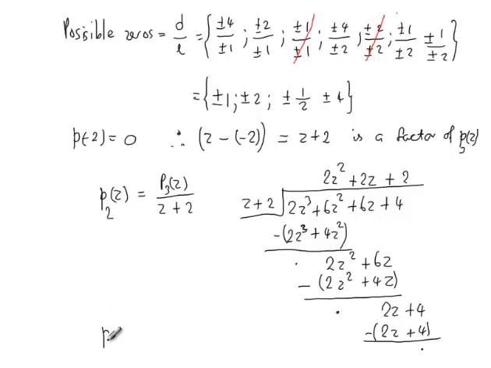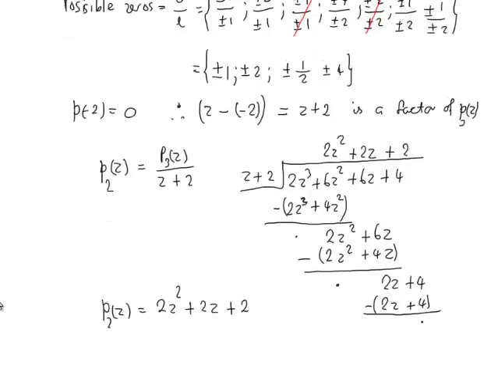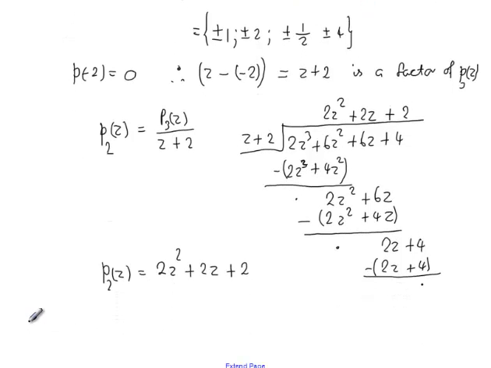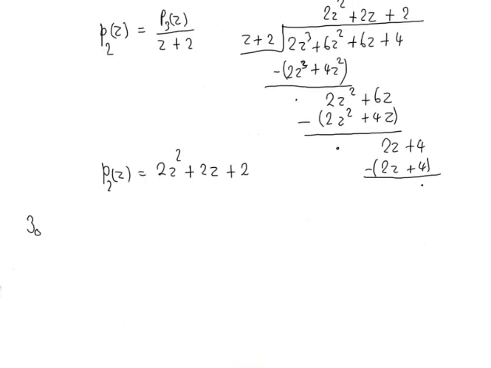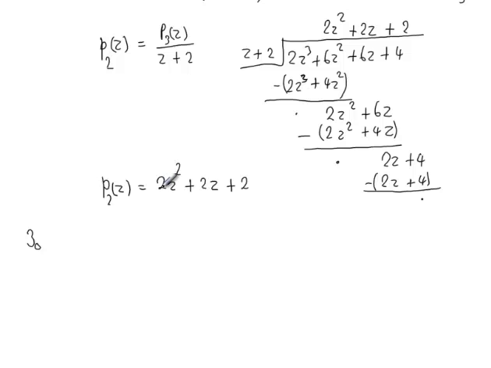So what are we saying? We're saying our P2 is 2Z squared plus 2Z plus 2. Then we can pass to the third step now. Step number 3. What are we dealing with? We're now dealing with this polynomial. I'm not going to write it again. I'm just going to bring it here.